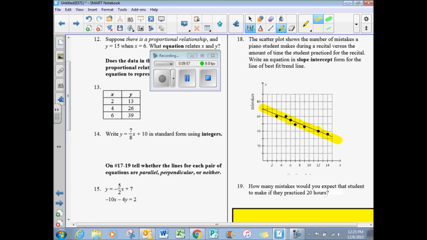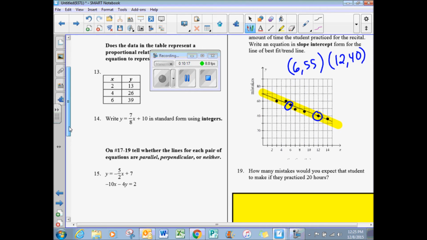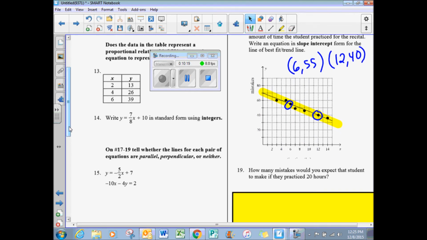Some people use points off of the line to write the equation. That doesn't make sense. If that's the case, I need to change where my line goes, because I'm writing an equation of this line right here. So if I'm writing an equation of that line, I need to use 2 points on the line to write that equation. Okay? So what are those points? 6, 55, and 12, 40. Can I write an equation of a line through 2 points? Of course I can. We've been doing that a ton. So all I do is I need to find the what?